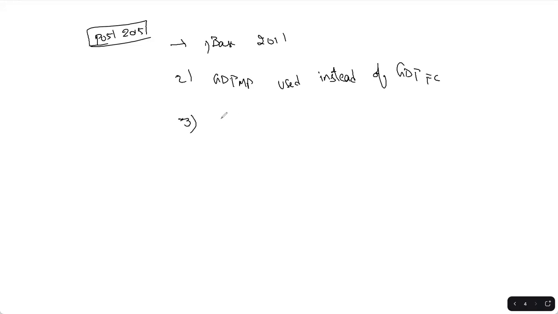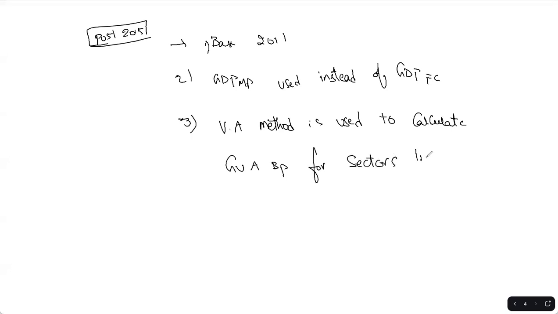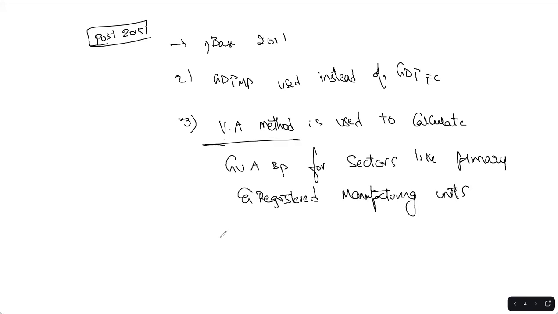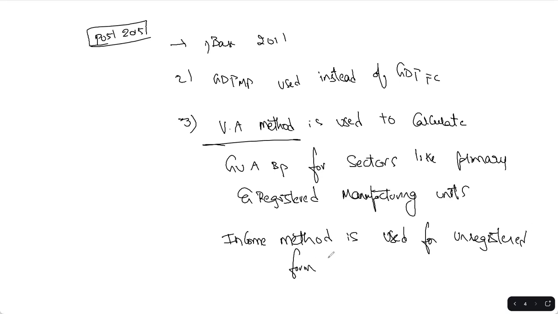And also then the value addition method. The value addition method is used to calculate GVA at basic prices for sectors like the primary sector and registered manufacturing units, while the income method is used for unregistered firms plus the service sector. Why is this so?